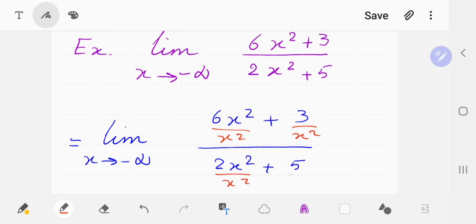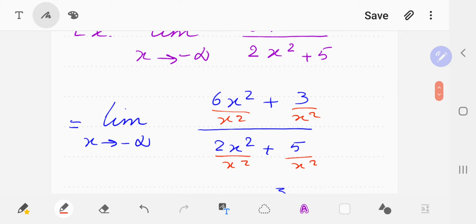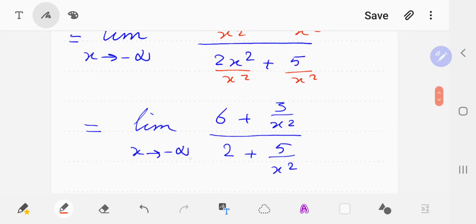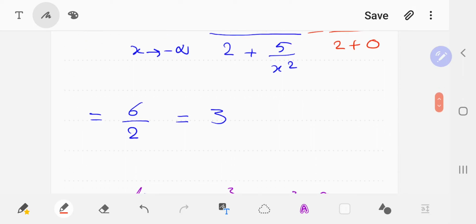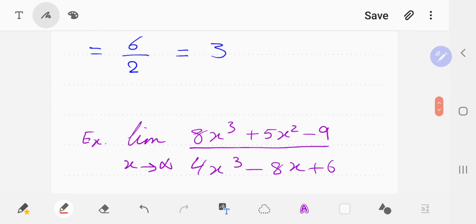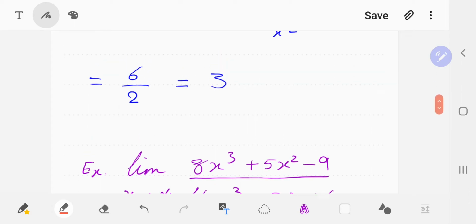Let's do that. And when I simplify this, I'm going to get 6 plus 3 over x squared, over 2 plus 5 over x squared. Now, if you substitute in negative infinity here, you will get 6 plus 0 over 2 plus 0 also, which means the answer is 6 over 2 only. Okay, that's good. What about this thing? Am I going to keep dividing? What is the key? Is there a shortcut?